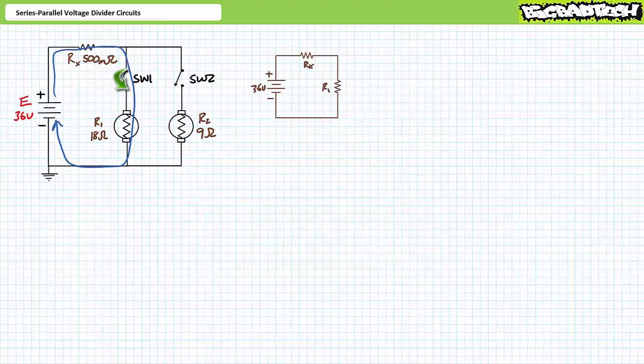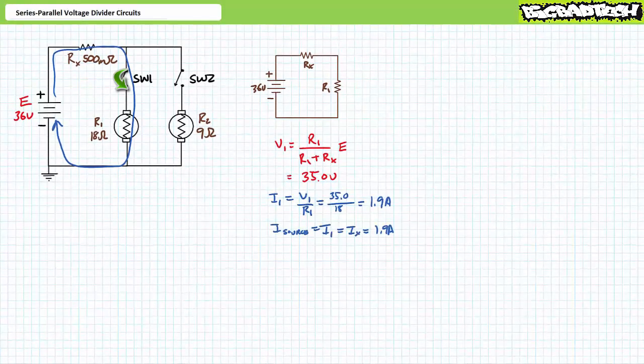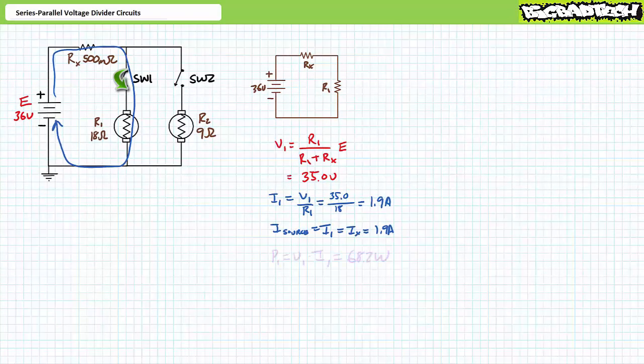With only switch 1 closed, it places Rx and R1 perfectly in series with one another. An application of the voltage divider rule demonstrates that V1 is 35 volts. An application of Ohm's law demonstrates that I1 is 1.9 amps. With only switch 1 closed, source current equals I1, which equals Ix, and they all equal 1.9 amps.